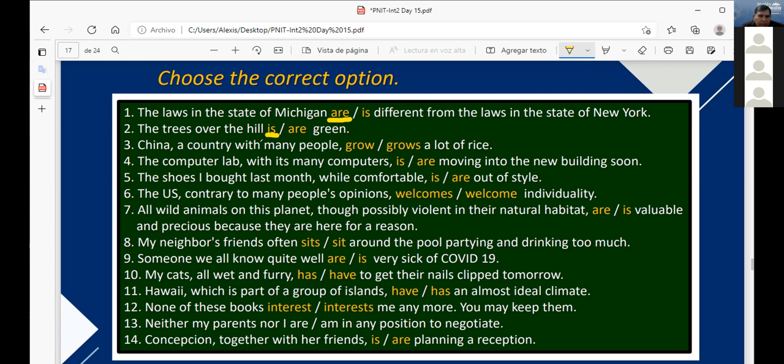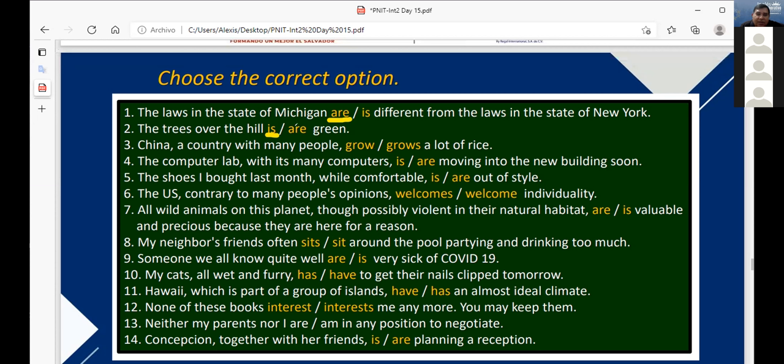China, a country which many people grow, grocery, personas, people. Sorry, persona. The information is referring to China, not to the country. This is an explanation of what China is, but the subject is China. So China agrees with grows. The trees over the hill. Here the subject is not the hill. Okay, the subject is not the hill, it's the trees. The over the hill means that the trees are over the hill. So the subject is plural.